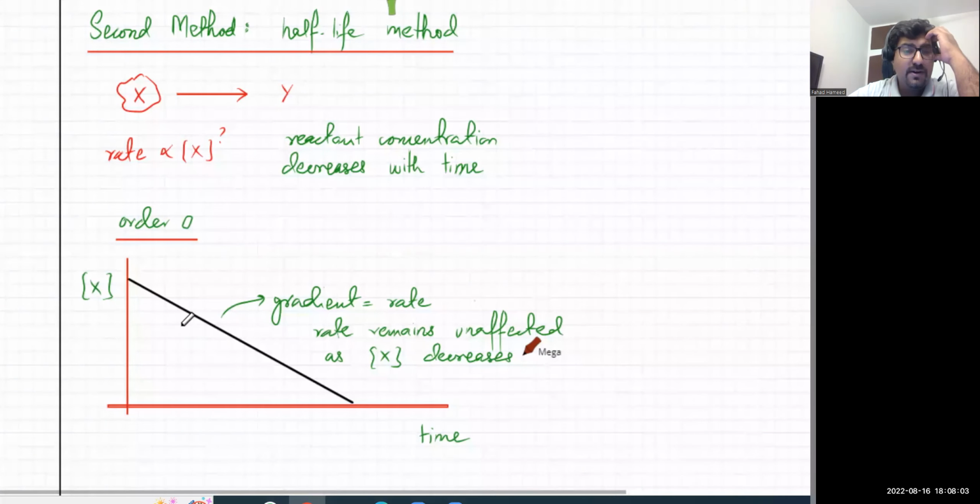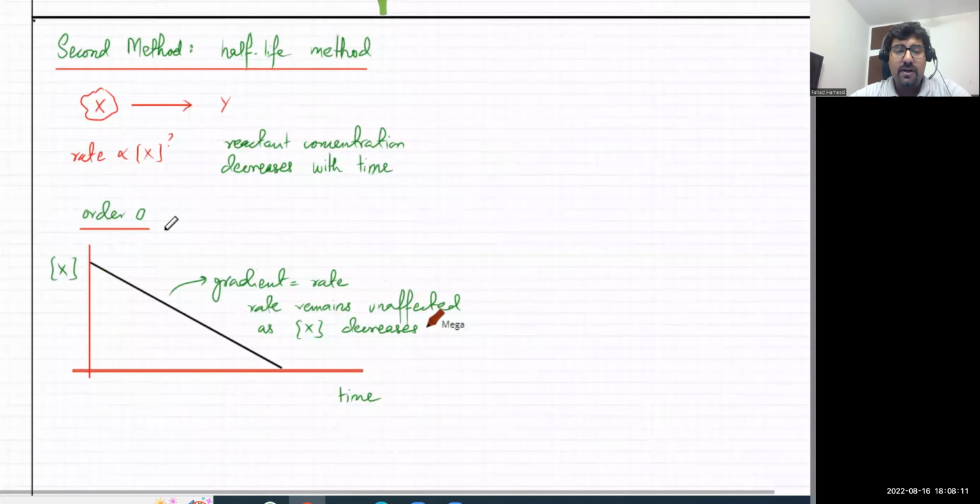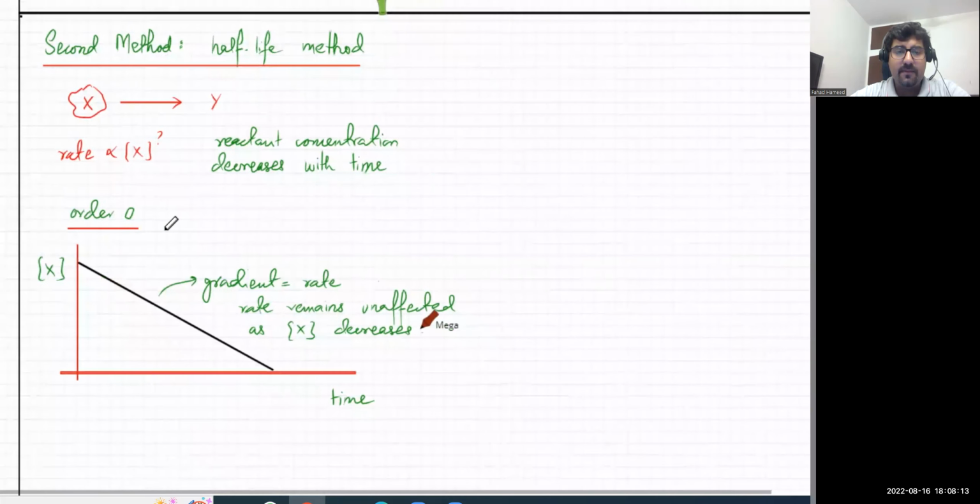So in zero order, the reaction will be constant. It's going to just happen at the same speed. Most reactions are not actually order zero. So what if it had been order one? What would the graph look like if it had been order one? So I'm going to sketch an order one graph.